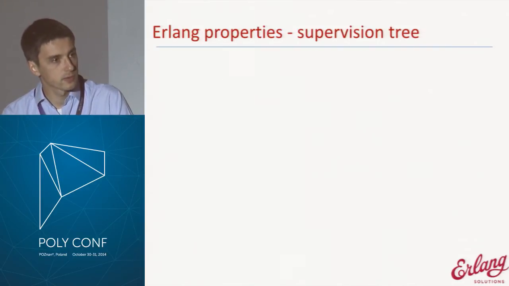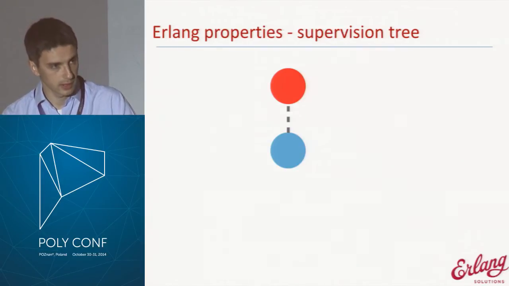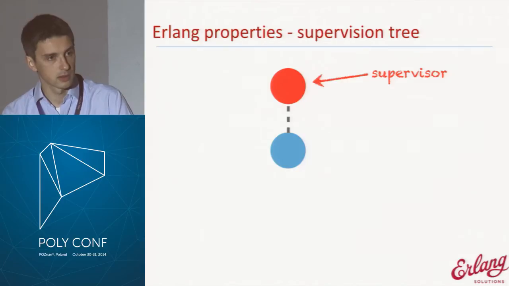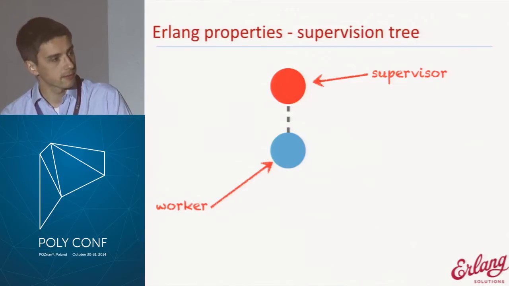We have a concept of so-called supervision trees, where some processes in the system, this represents an Erlang process, are supervisors, and they keep an eye on their children, on their workers. So this is a supervisor and a worker. If something bad happens in a worker context, the supervisor will get notified.